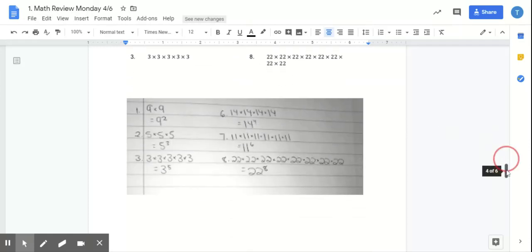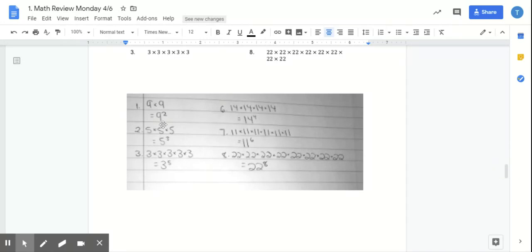So I did each problem out for all 6 of them, and then I wrote down my answer to the exponent. You go ahead, pause the video, and check your work. Again, if you are confused on this, make sure you're messaging your teacher, because we cannot read your minds and we cannot see your work unless you tell us what's going on with you.